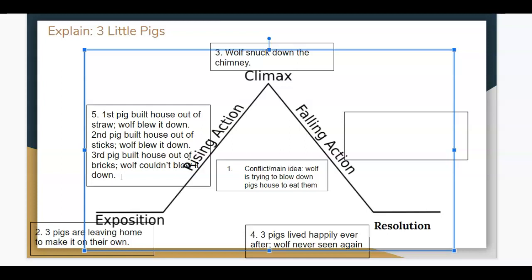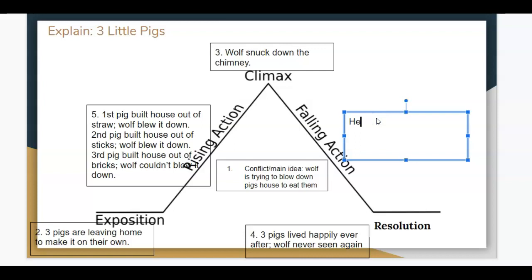So let's look at our resolution. The 3 pigs lived happily ever after, and the wolf was never seen again. The wolf snuck down the chimney. So what happened after he snuck down the chimney and before he was never seen again? Well, he fell into a boiling pot of stew and burnt himself. He then ran away crying. So this will be the last thing you do, okay?